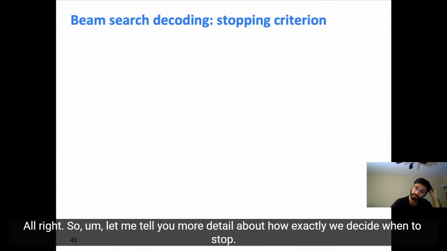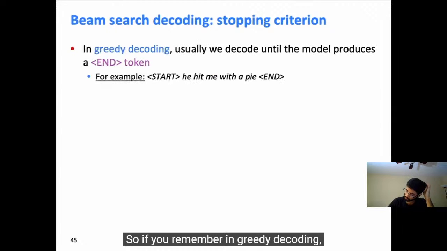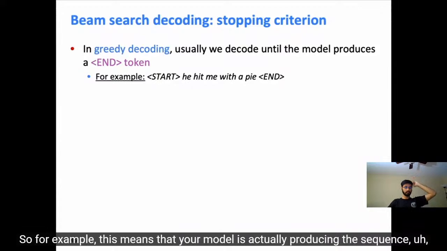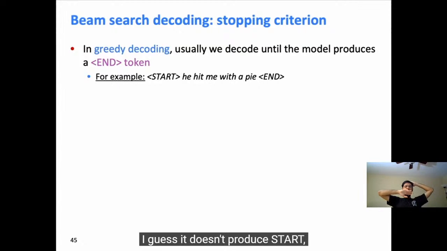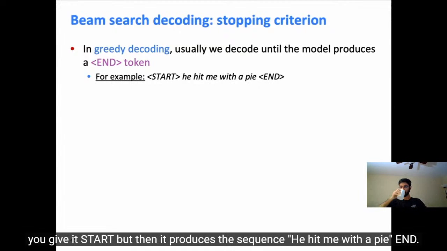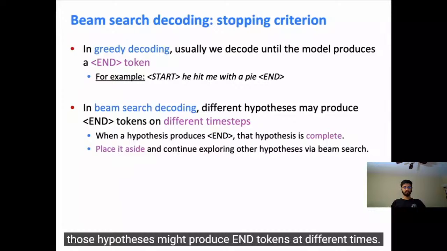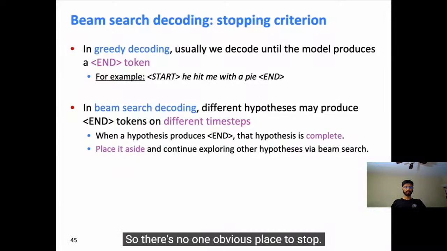All right, so let me tell you more detail about how exactly we decide when to stop. If you remember, in greedy decoding, usually we just keep decoding until the model produces the end token. So for example, your model is actually producing the sequence, I guess it doesn't produce start, you give it start, but then it produces the sequence "he hit me with a pie end". The problem in beam search decoding is that you're considering k different hypotheses at once, and those hypotheses might produce end tokens at different times. So there's no one obvious place to stop.